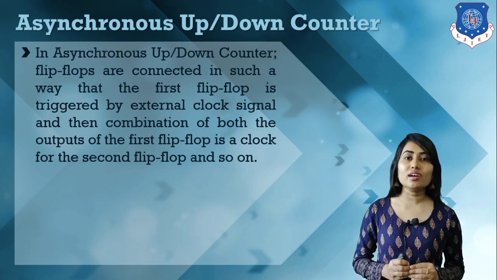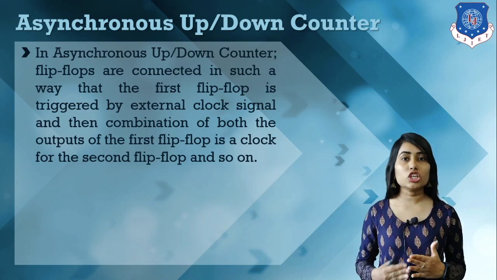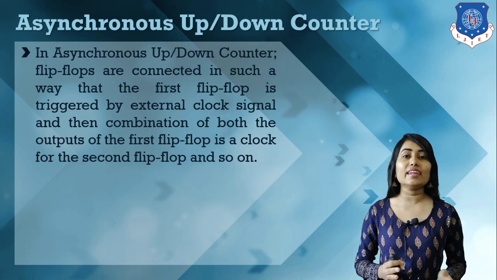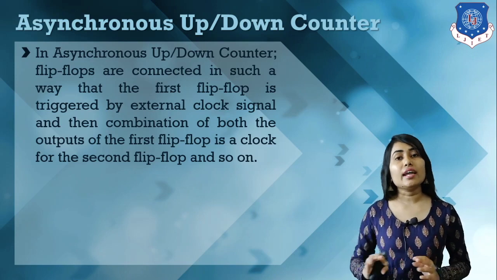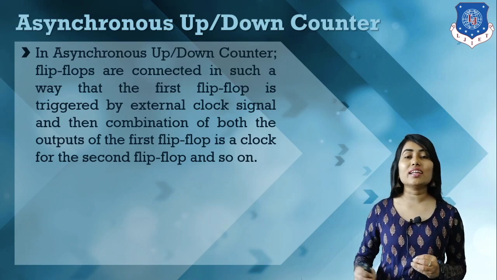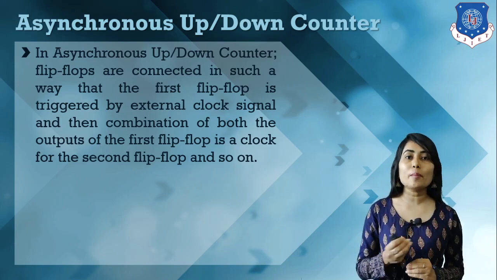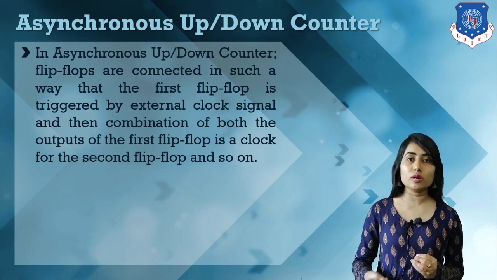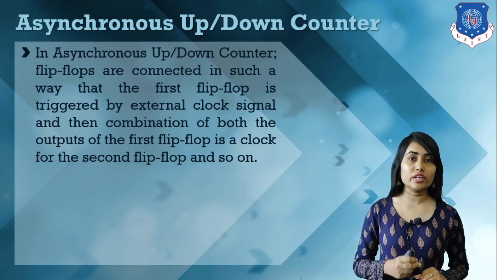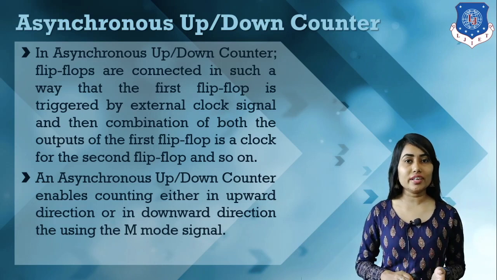So in an asynchronous up and down counter, whenever we want to count either in an up direction or in a down direction, one of the outputs will be present at the clock of the second flip-flop and so on. Using this combination of the outputs of the previous flip-flops, we can count either in upward or downward direction.